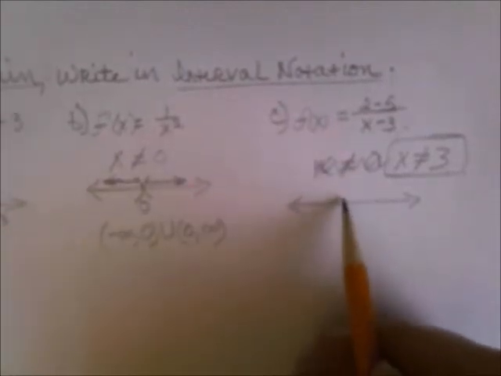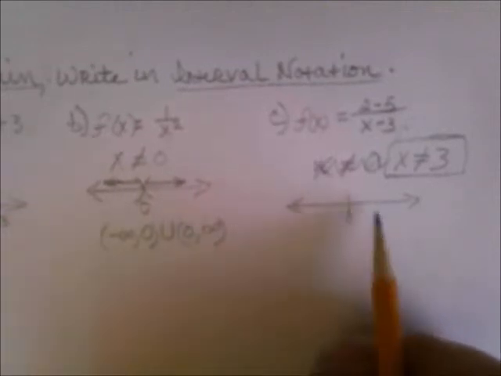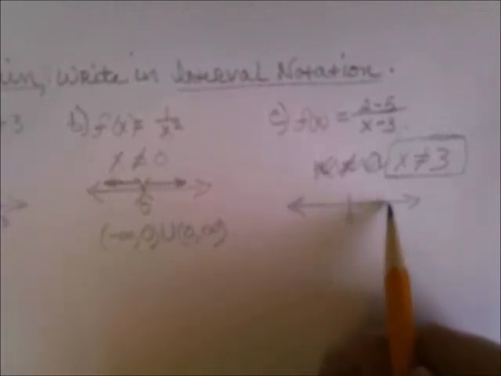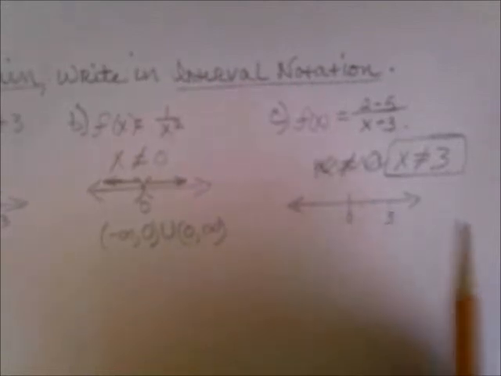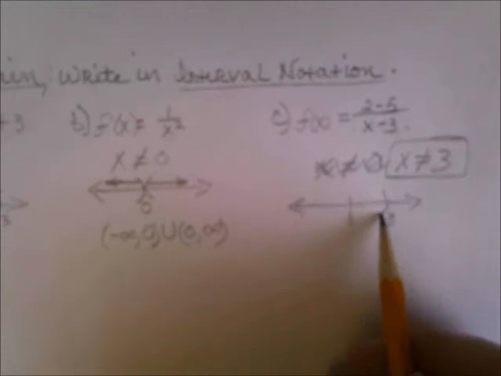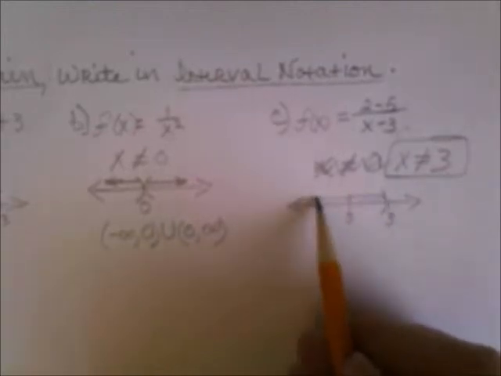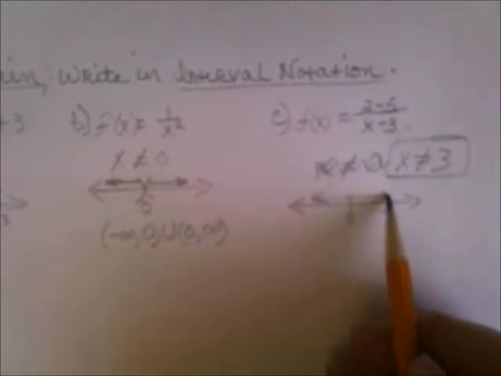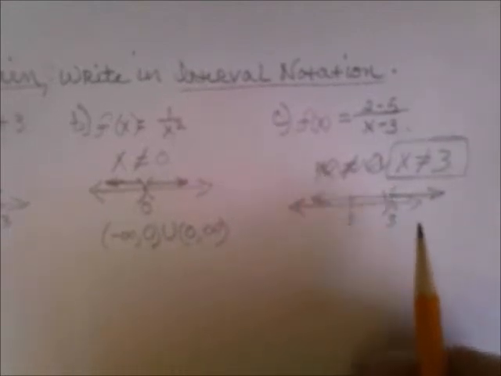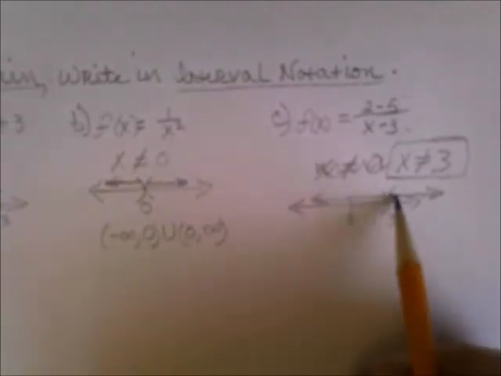Okay, so here we have our little number line, okay, 1, 2, 3, here's our 3. x cannot be equal to 3, so everything less than 3 it can be equal to. Everything greater than 3 it can be equal to. It just can't be equal to that 3.